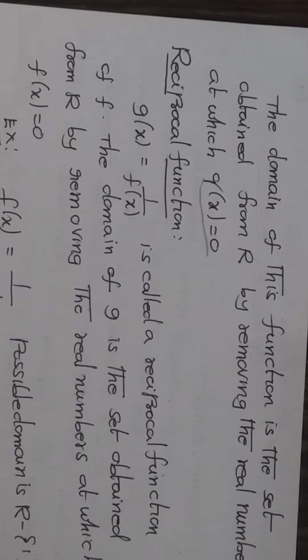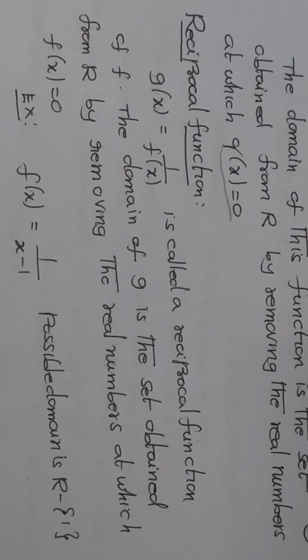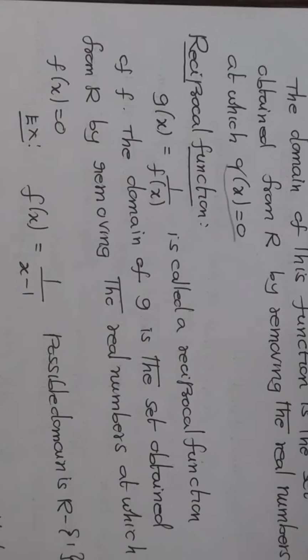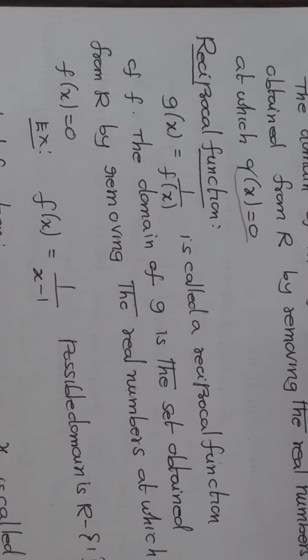Domain means, if it is in division form, you should remove the values from R in which the denominator becomes 0. That is known as the rational function. So we saw polynomial function, we saw rational function, and one more function, what did you see? Linear function. So now we will see the reciprocal function.